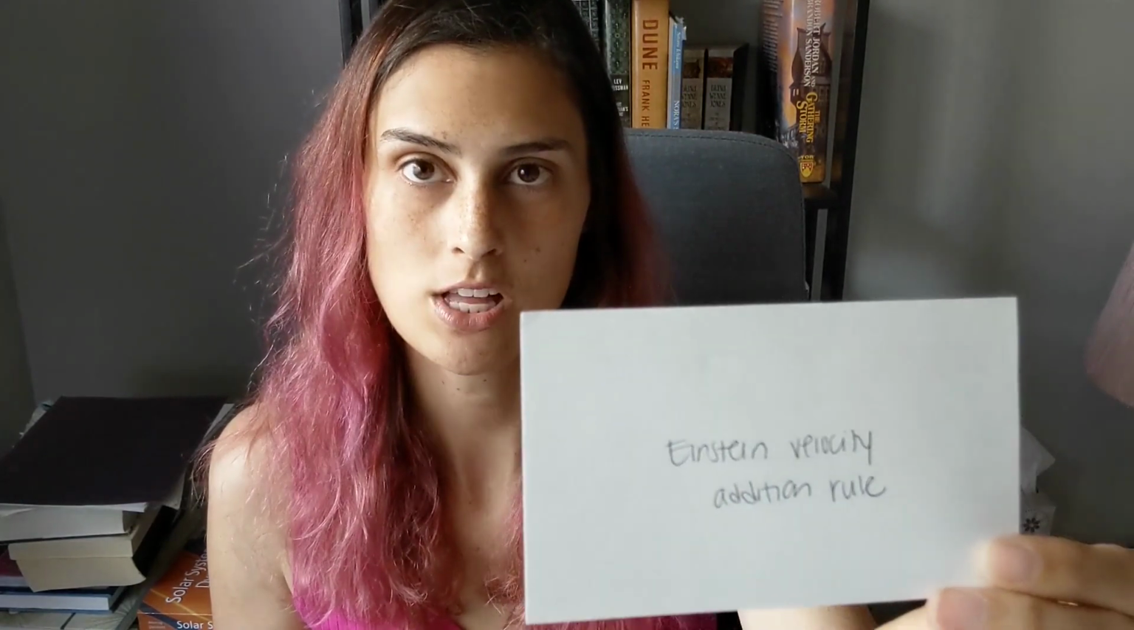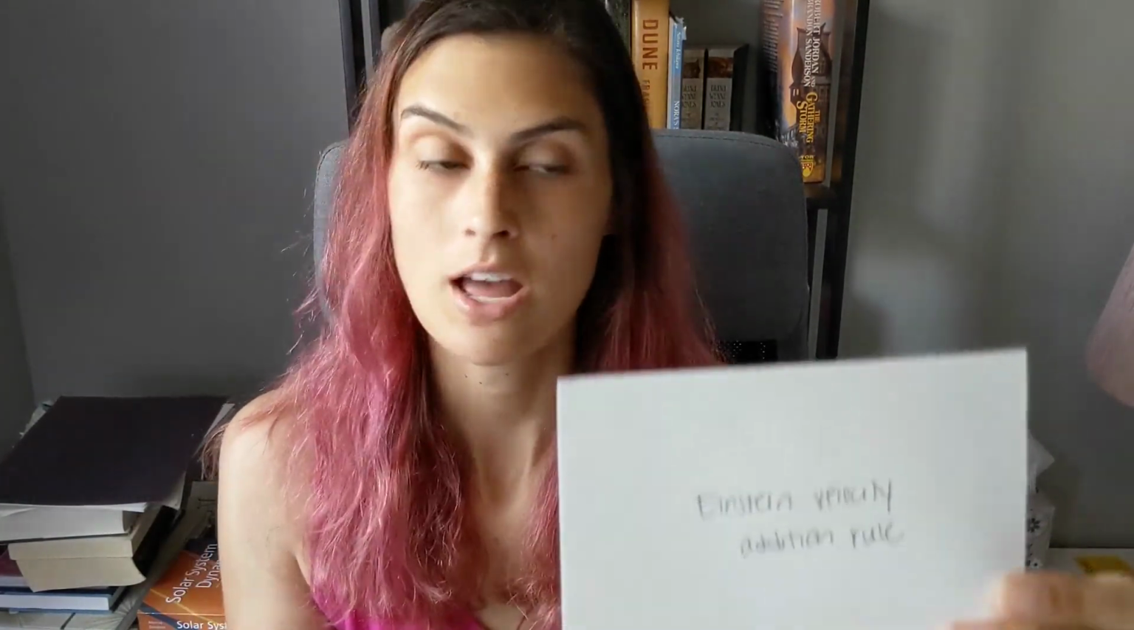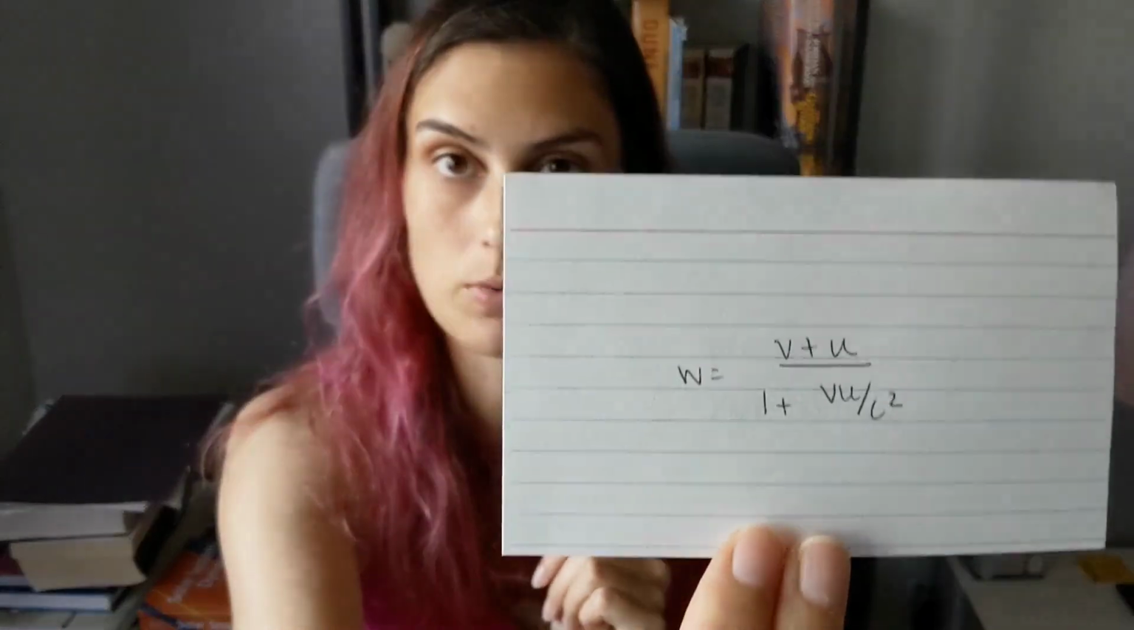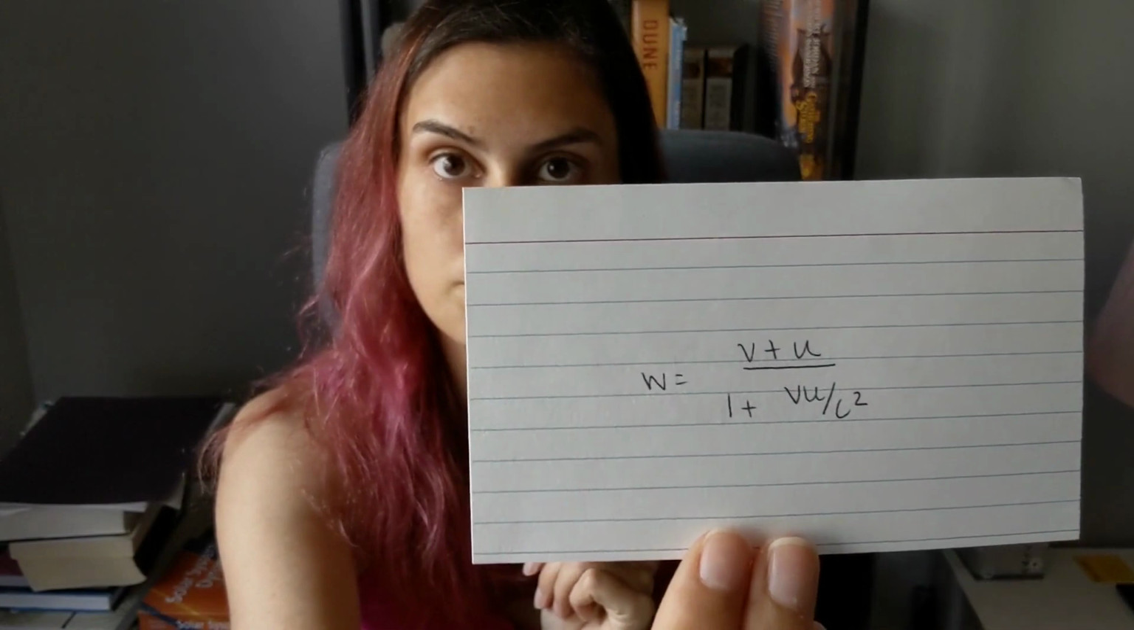The Einstein velocity addition rule. If you have two velocities v and u, and you want to get the resulting velocity w, then w equals v plus u over 1 plus vu over c squared. Things are weirder in special relativity. You can't just add together the velocities.